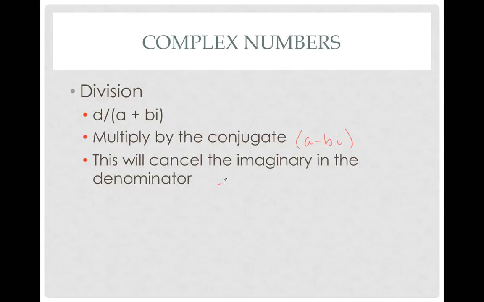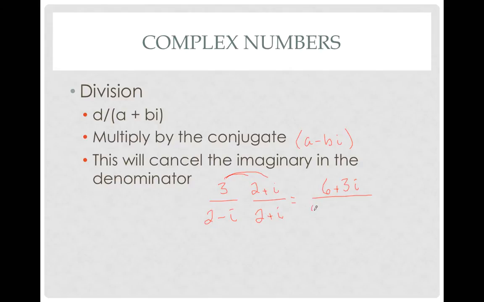So if I did 3 divided by 2 minus i, I have to multiply by the conjugate over the conjugate, because this is like multiplying by 1. In the numerator, I distribute and I get 6 plus 3i. In the denominator, I need to FOIL.